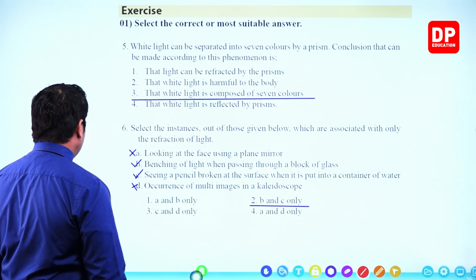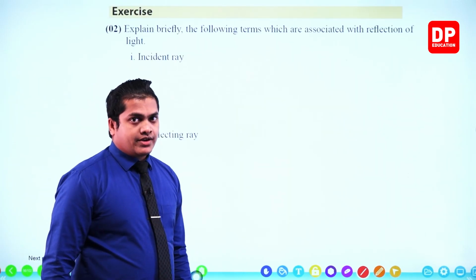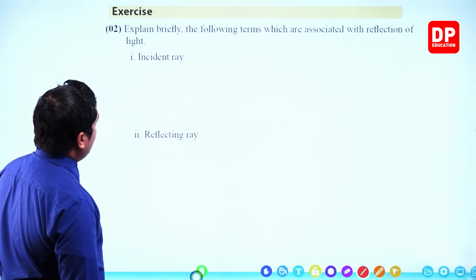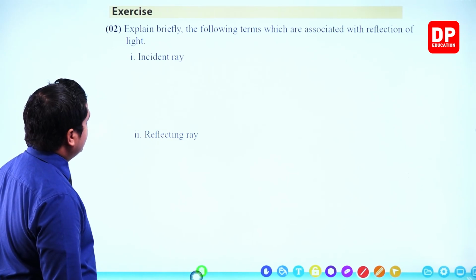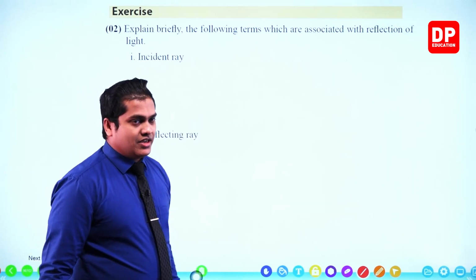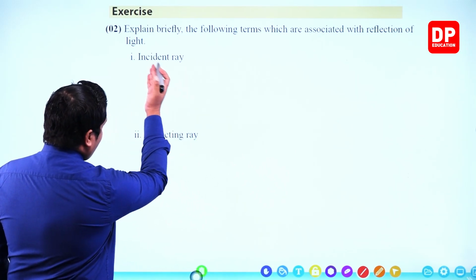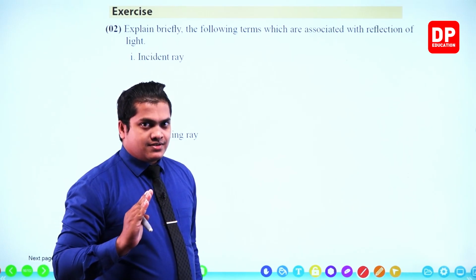Then the next question. Now here you have to write down the correct answers. Let's see. Explain briefly the following terms which are associated with the reflection of light. Incident ray. Very simple, my dear children. Incident ray is the light ray which is coming towards the mirror surface.